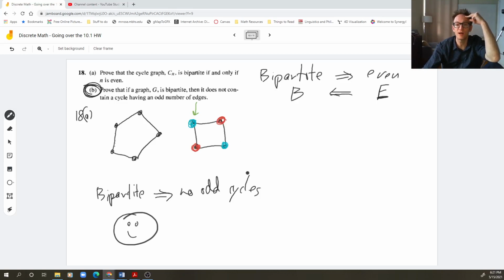The hard part of this proof, which Gossett does not ask you to do, is to prove the converse of 18b. The converse of 18b is that if there are no odd cycles, it's bipartite. That's what we did in class. It took us a whole hour, so I'm not going to go back to that now. All right.